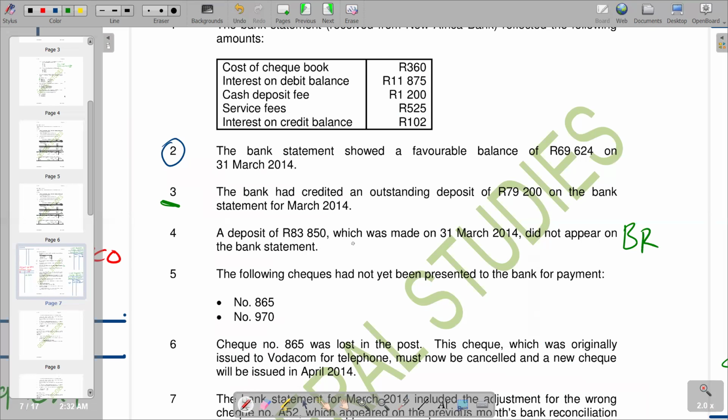So remember, this is now an outstanding deposit. And an outstanding deposit, when you deposit money in our bank, is supposed to appear on the credit side. So we're just going to indicate it as an outstanding deposit. So in bank, we go to the bank reconciliation.